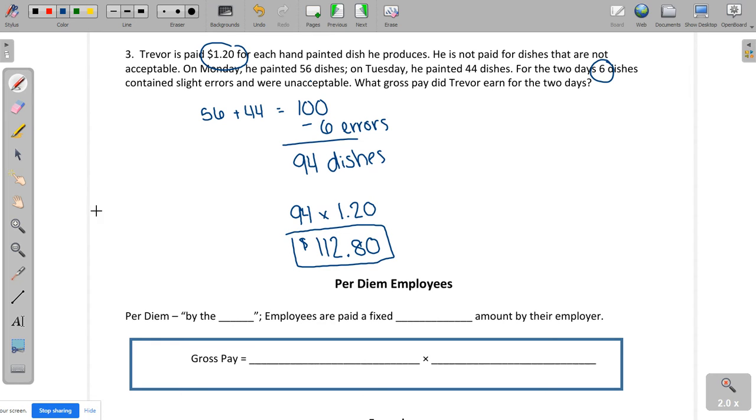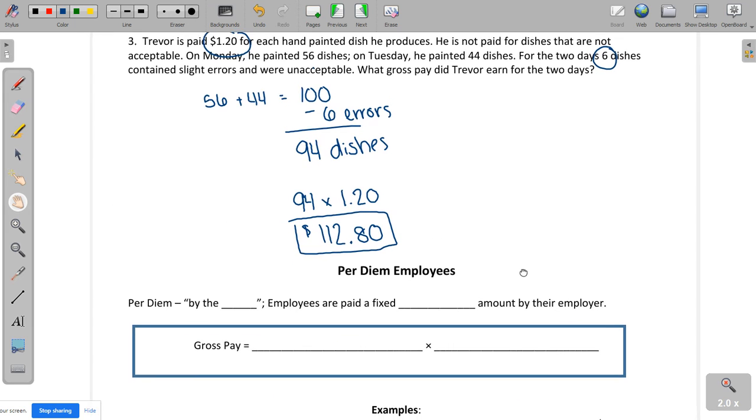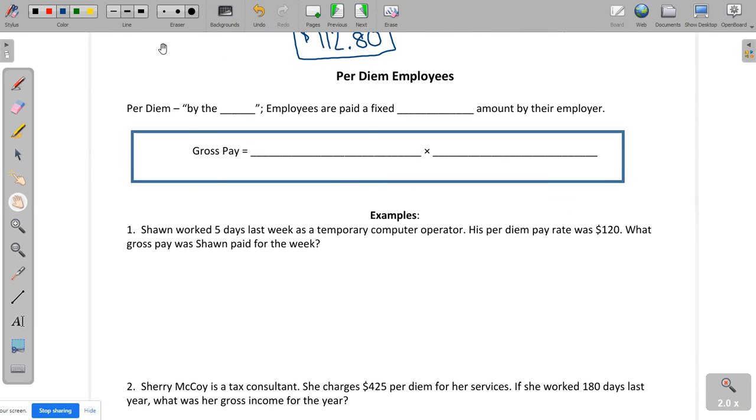Okay, let's look at a different type of employee. Per diem, which means by the day. These employees are paid a fixed daily amount by their employer. We take their per diem pay rate and multiply it by the number of days they worked.